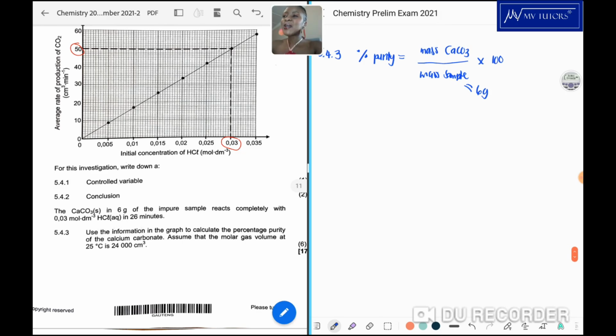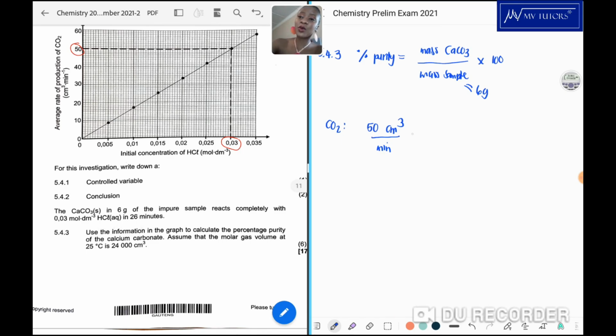Let's calculate this. So for carbon dioxide, you have 50 cubic centimeters per minute. Maybe I don't really have to change that 24,000 cubic centimeters to cubic decimeters, so let's just hold off a bit. We have 50 cubic centimeters per minute. And they told us that calcium carbonate in 6 grams of impure sample reacts completely with 0.03 mole per cubic decimeter of hydrochloric acid in 26 minutes.